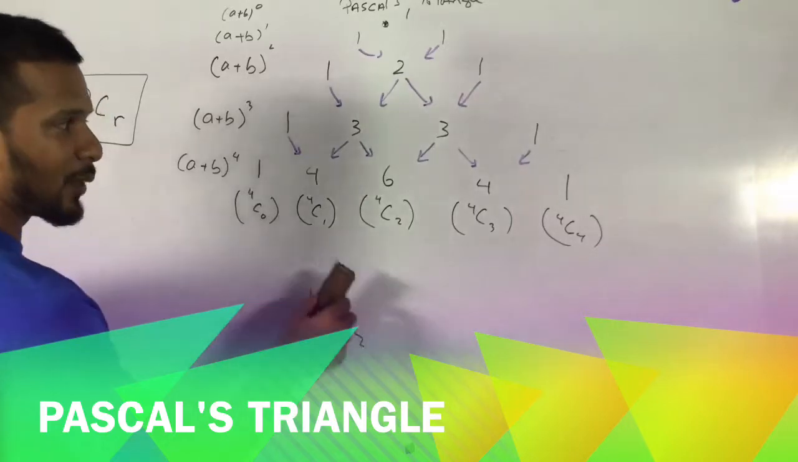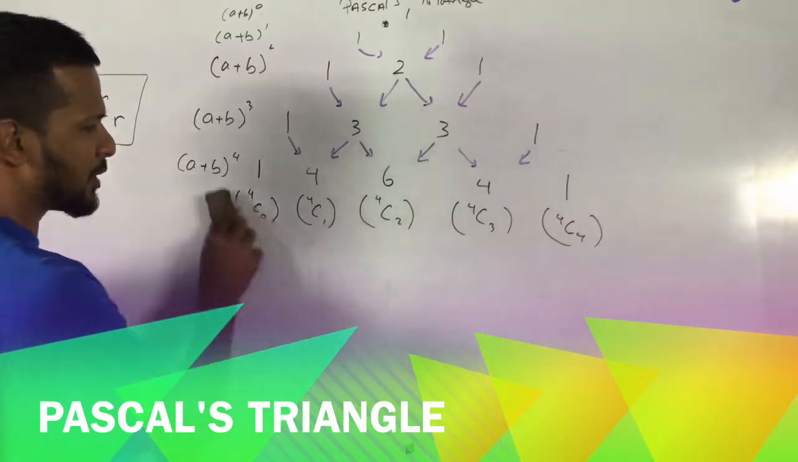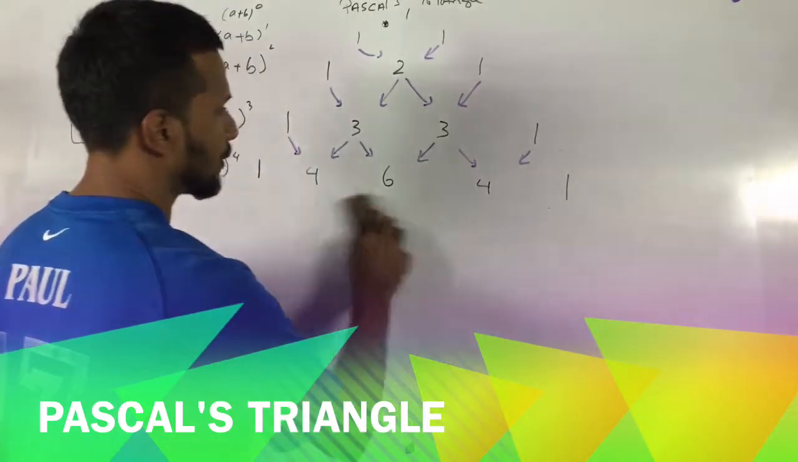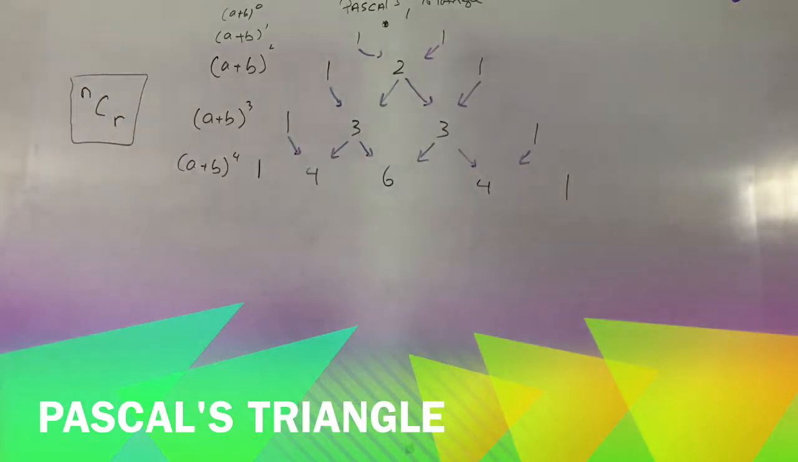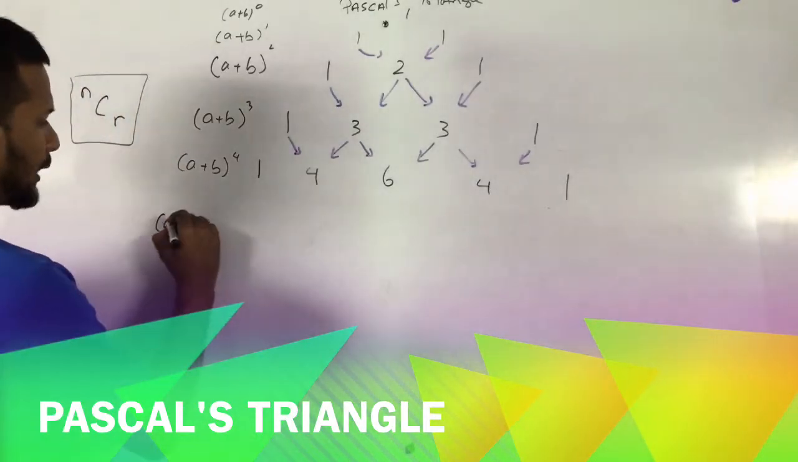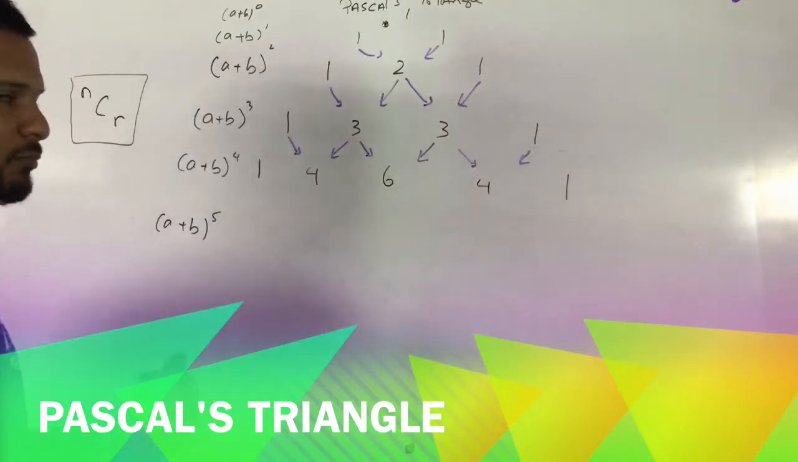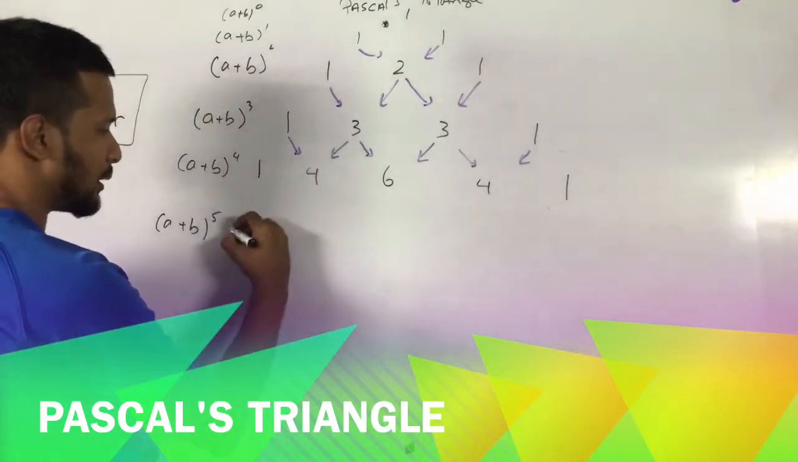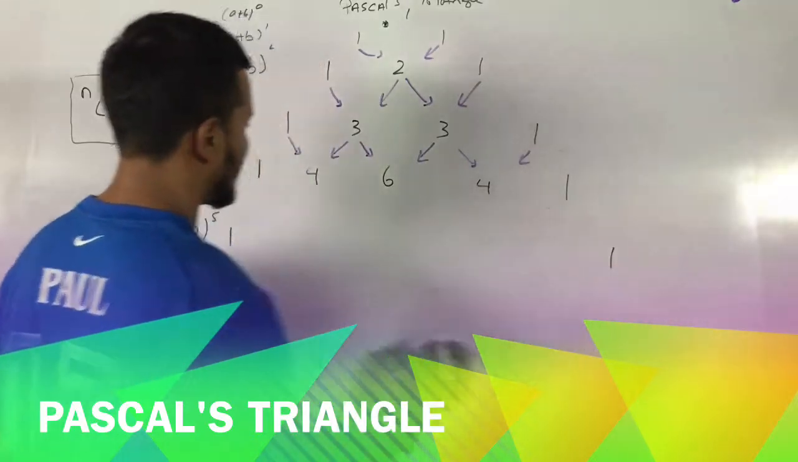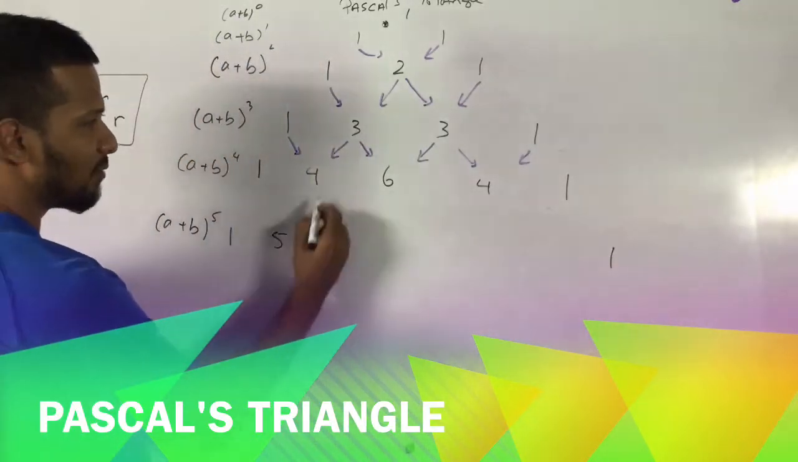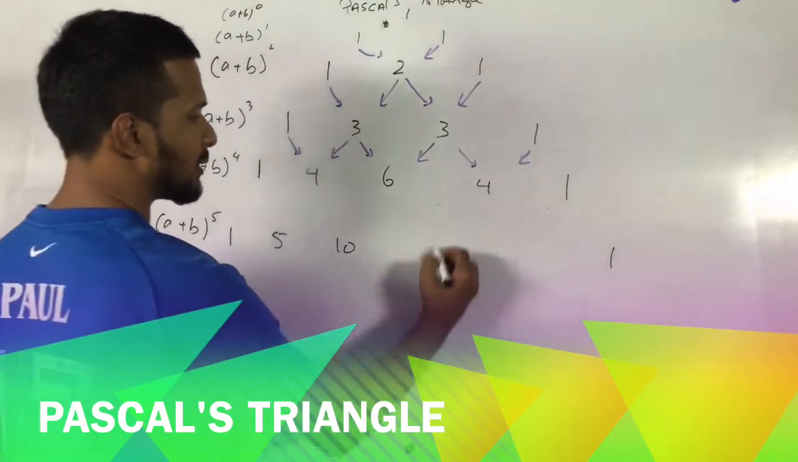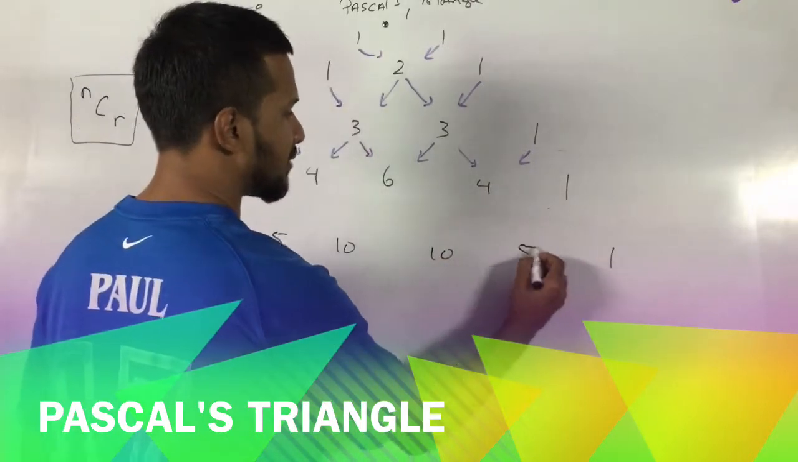Let's just continue and do up to 6C6. Make sure you catch the pattern. So let's do (a plus b) to the power of 5. Give that a quick minute. Do it fast. Right, minute up. So you put the 1s on the outside. 1 plus 4 is 5. 4 plus 6 is 10. 6 plus 4 is 10. 4 plus 1 is 5.